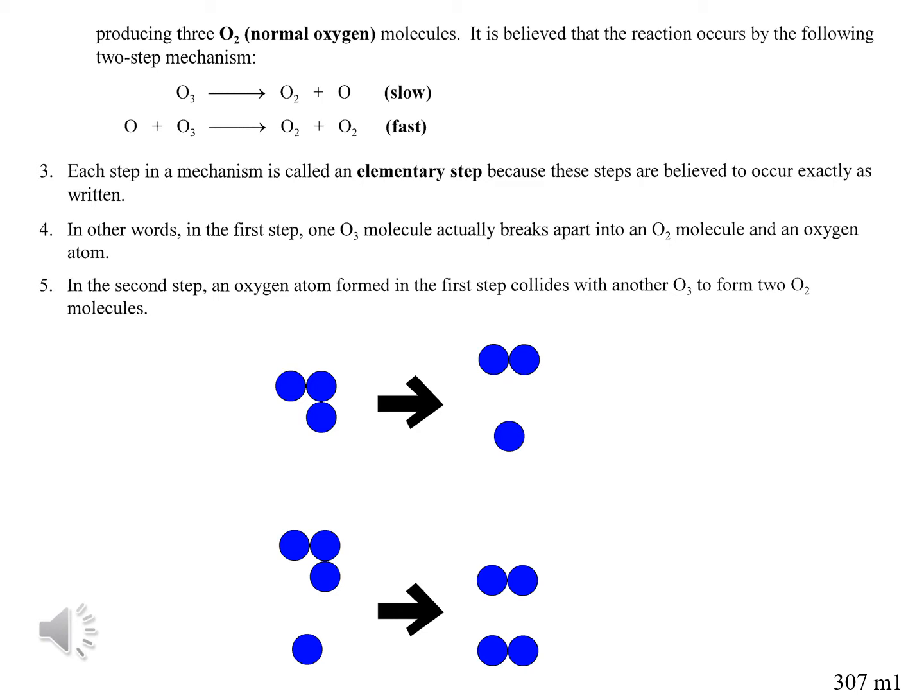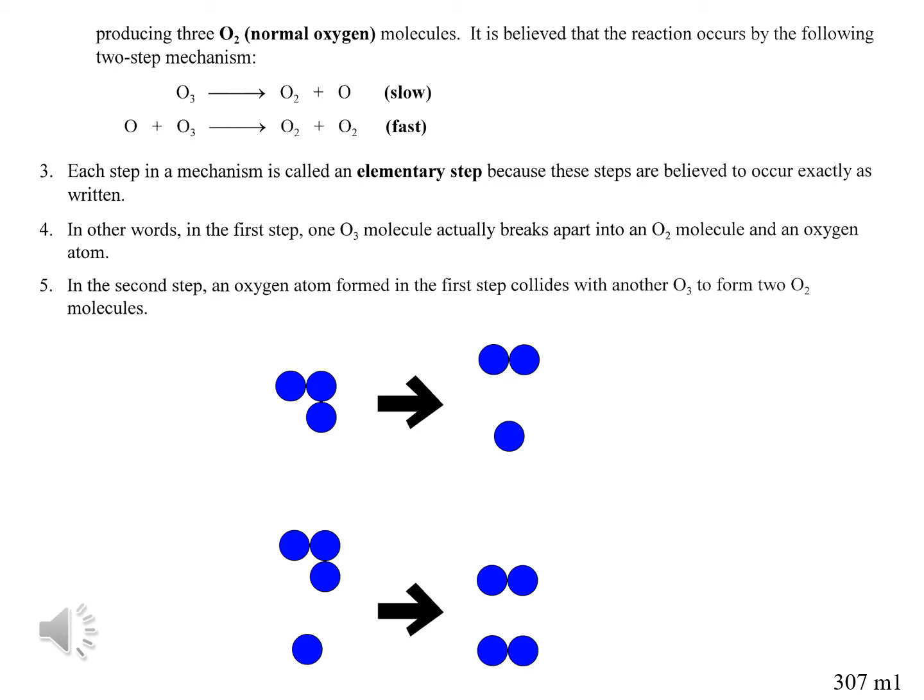And I wrote what people think is the mechanism at the top of this page. It actually occurs in 2 steps. We're going to talk about how scientists come up with these mechanisms and how they test them. But first, I just want to show you the characteristics of one. What people believe is that one O3 molecule actually breaks down into an oxygen molecule O2 and an oxygen atom. That's what the first step shows in the blue balls also.